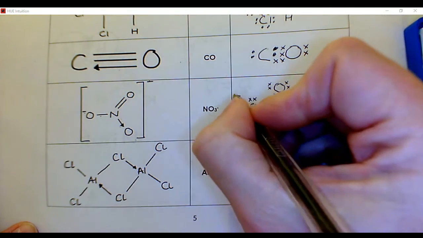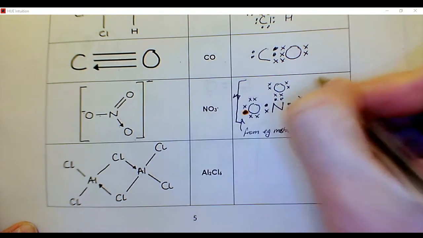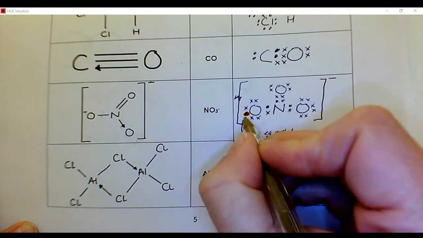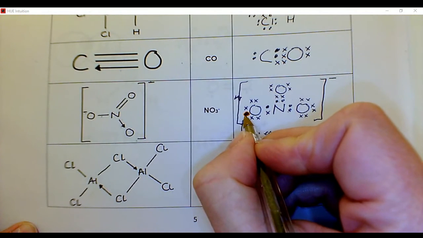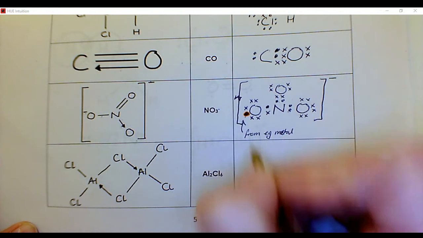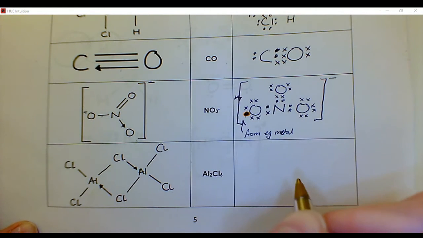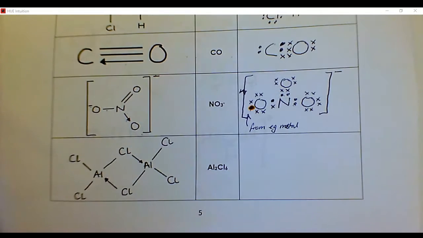So just so you're aware, we tend to bracket the whole thing with a minus, but be aware that one of the oxygen atoms has accepted an electron so that it ends up with a full outer shell. So just check that you get that, okay? If you can account for all the electrons and see where they come from, you'll be able to work pretty much anything out.